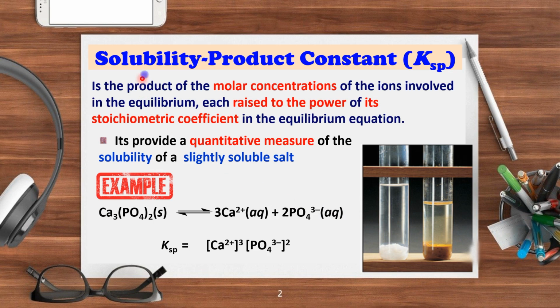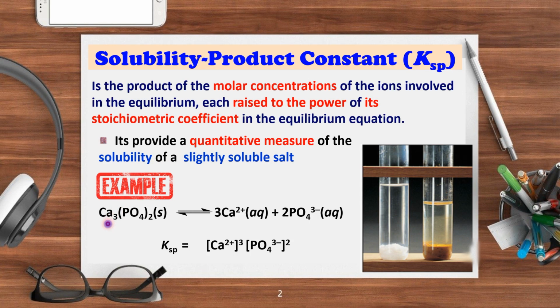Alright, so next, what is the solubility product constant? The symbol here is Ksp. It is the product of the molar concentrations of the ions involved in the equilibrium, each raised to the power of its stoichiometric coefficient in the equilibrium equation. So it provides a quantitative measure of the solubility of a slightly soluble salt.